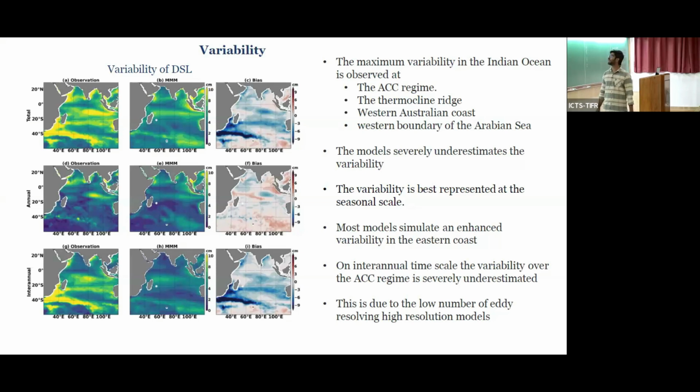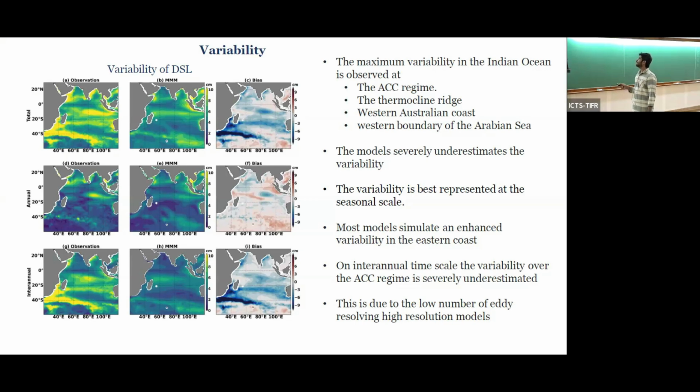Now we come to variability. So when dealing with variability, we are looking at the standard deviation of DSL in time. So we are using 20-year data, as I said before. So this is the total variability, which is unfiltered data. So this is the annual climatological variability, and this is the interannual. So interannual is basically total minus annual.